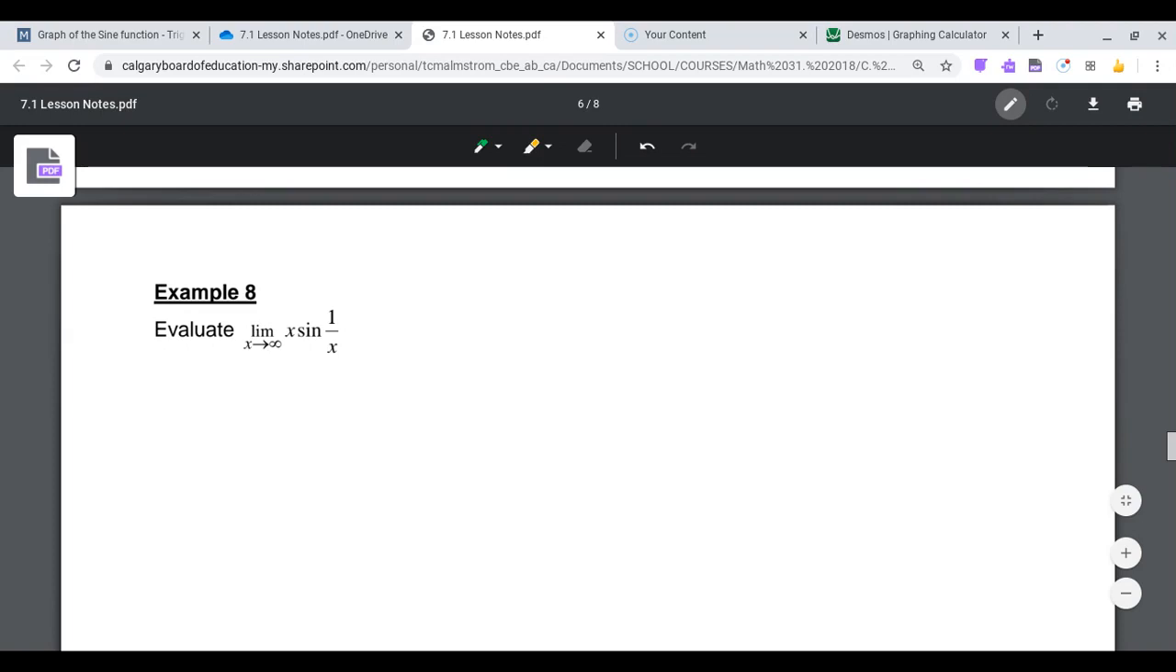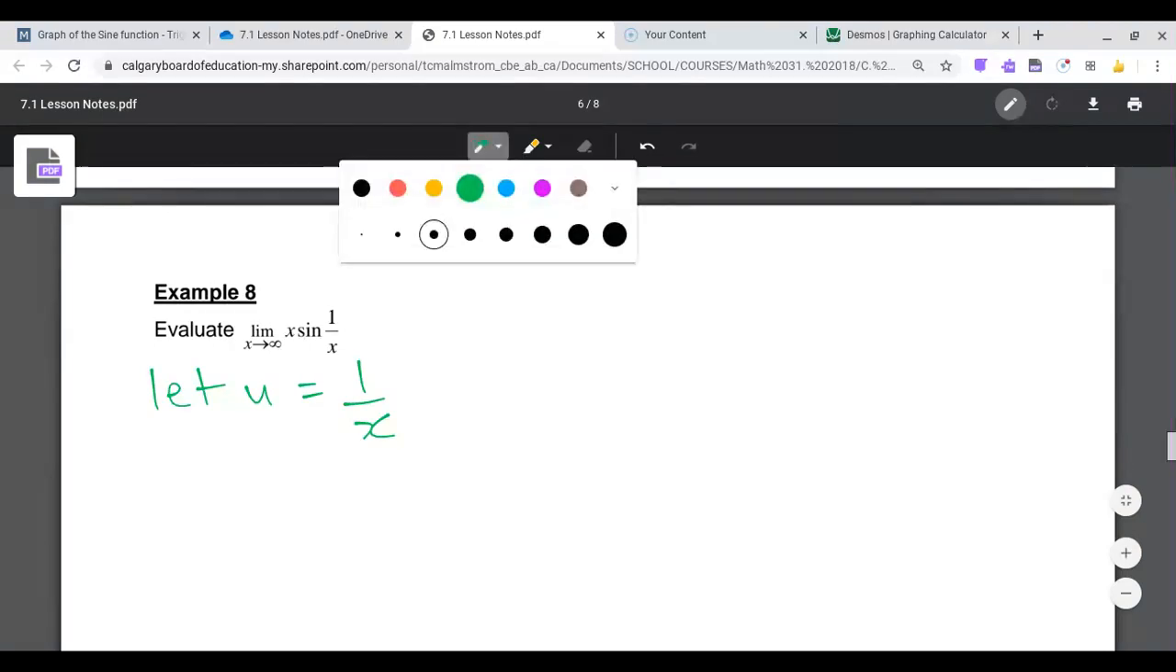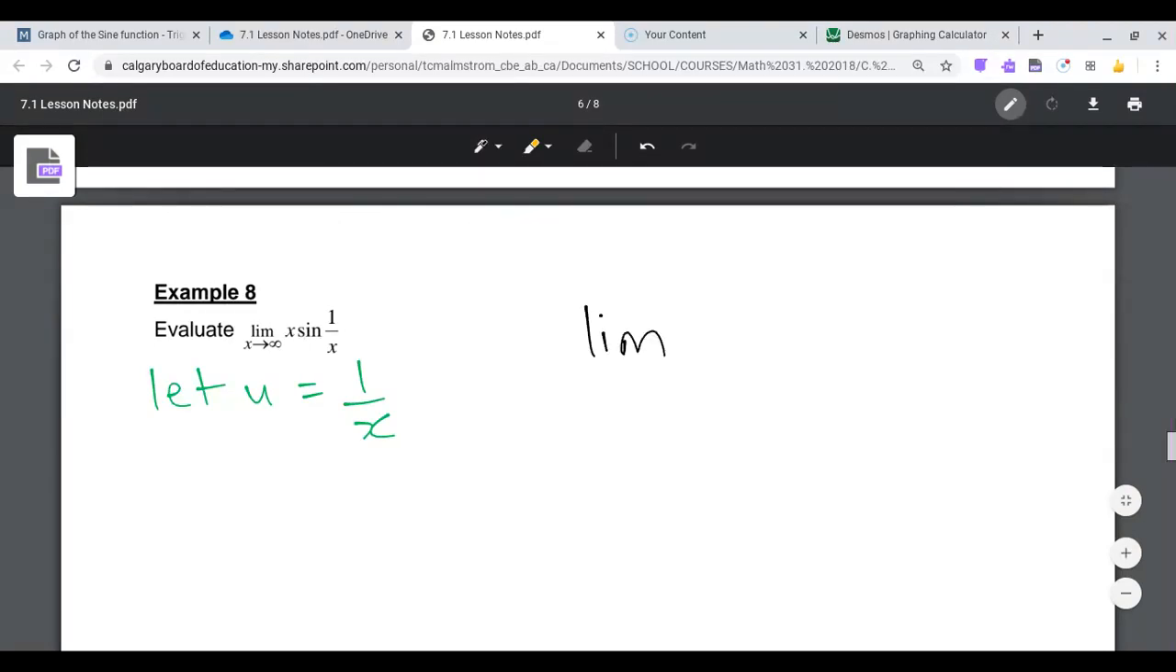I'm going to say, what if I let u equal to 1 on x? So let's look at this limit for a second. I'll look at the variable that it's approaching in just a second. But if u is equal to 1 on x, then x is going to be equal to 1 on u, and then I'm going to have that multiplied by sine u. Now I have to look at this last little piece here.